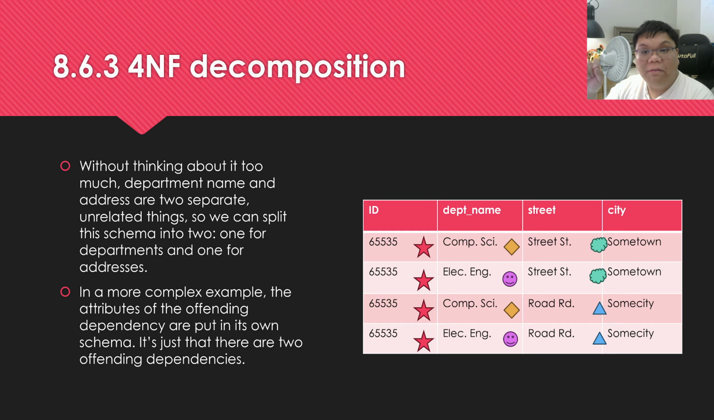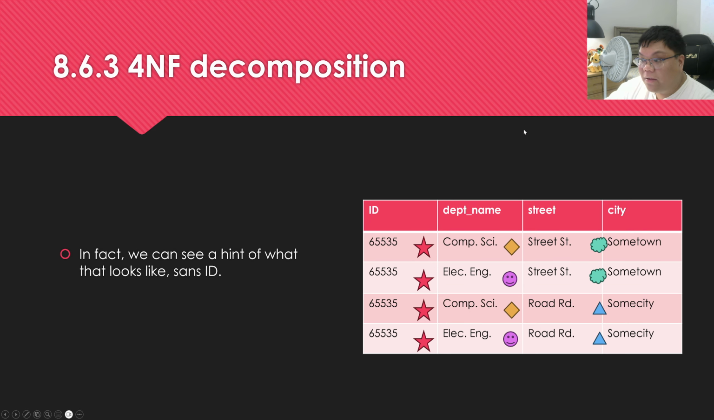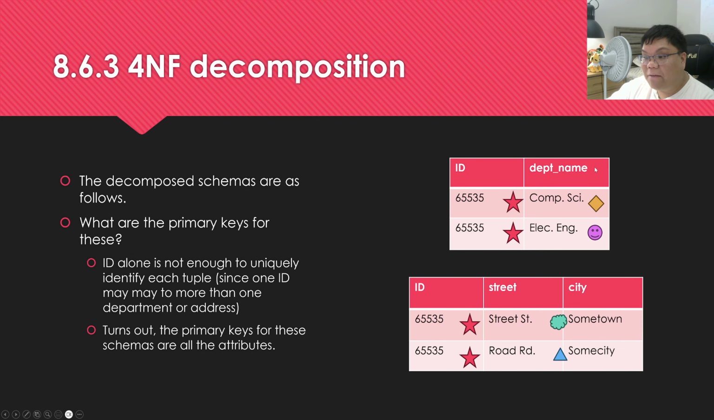So we're going to have 2 new schemas. One is ID and department name, and the other one is the 2 attributes that make up the address, so street and city. In fact, we can see a little hint of what it looks like, though without the ID. So we can see that we're going to have a table that has computer science and electrical engineering, and another table that's going to have street, some town, and road, some city. So here's what it looks like to have those 2 schemas separated from the original.